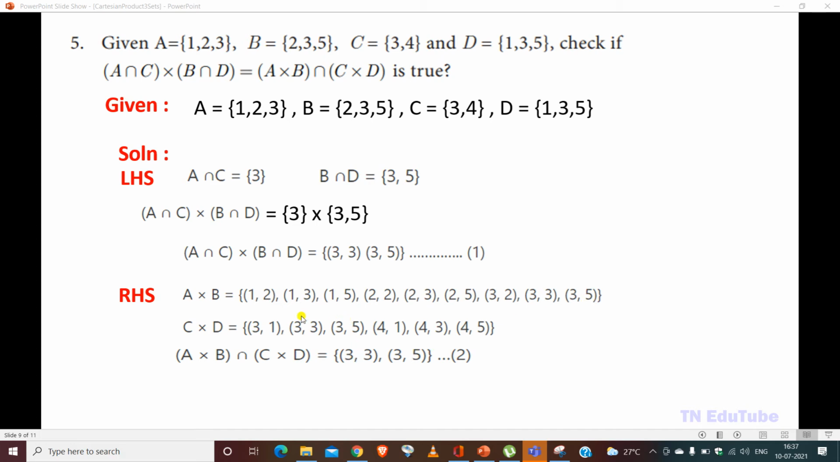No other common elements are there, isn't it? So this is equation number 2. When you compare equation 1 and 2, they are equal. So it is 2. We can check this answer.